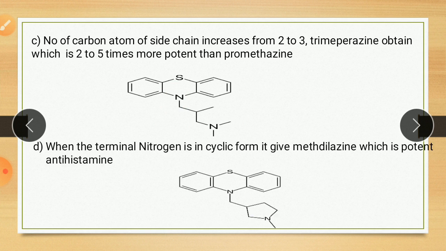Next point, when the terminal nitrogen is in cyclic form, it gives methdilazine, which is a potent antihistamine. So here the terminal nitrogen is in cyclic form. Here there is a simple aliphatic form, but when the terminal nitrogen is in cyclic form, the compound is methdilazine, which is a more potent antihistamine.